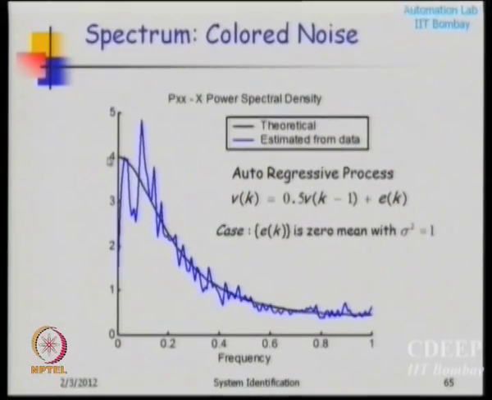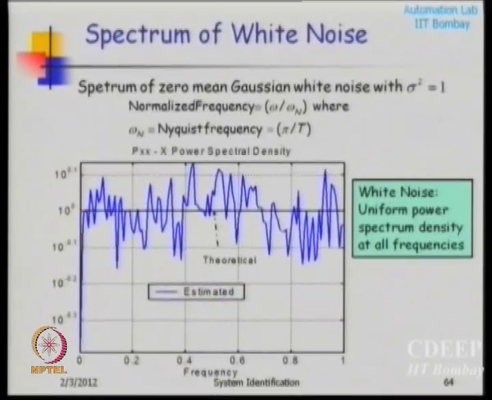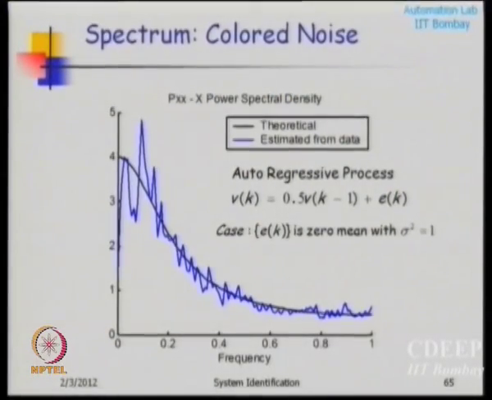You can see here in the power spectrum that the spectrum is high at low frequencies and becomes small at high frequencies. So this is how a colored noise will look as against white noise. White noise has almost equal power at all the frequencies, whereas colored noise has high power at some frequencies and low power at some frequencies.